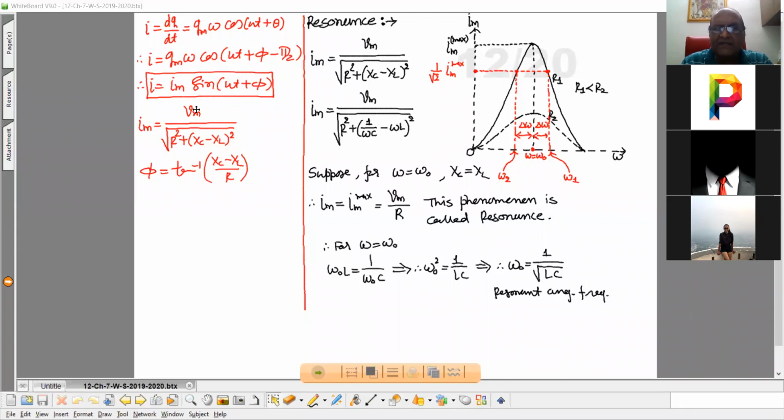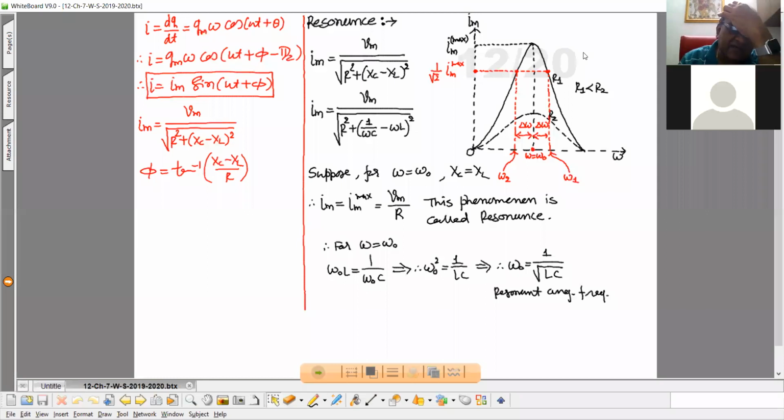And Im is Vm by mod Z, so that is Vm over the square root of R² + (XC − XL)². And φ is tan⁻¹((XC − XL)/R). So this is the equation of current by the analytical method.